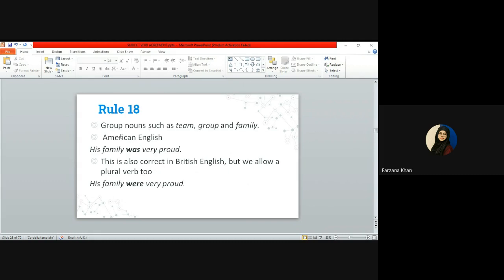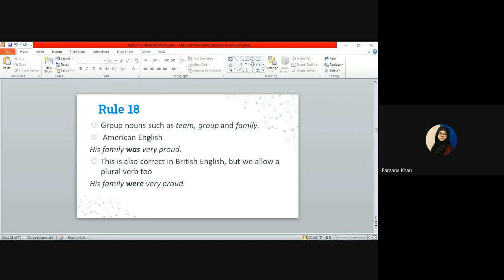Basically, I'll tell you from the point of view of American English and British English. When we talk about American English, the group nouns, which are team, group, and family, always require a singular verb. His family was very proud. This group was very strong. His team was great.